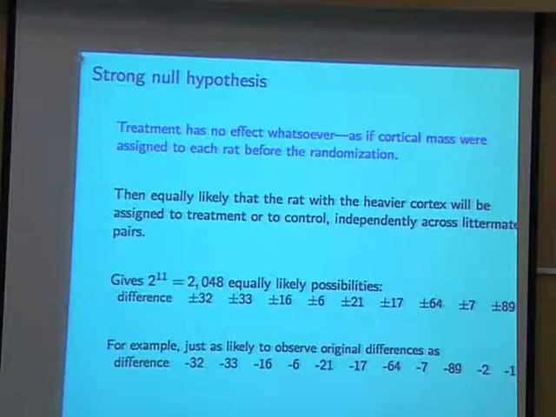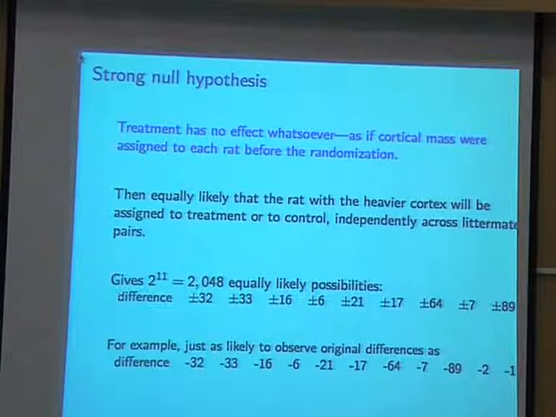So let's think about the null hypothesis in a little more detail. The strong null hypothesis is that the treatment has no effect whatsoever. It would be as if the cortical masses are assigned before you do the randomization. So these are some kind of predetermined quantity, and then after they've been predetermined, you flip this coin and you just put labels on whether they're treated or not. But that label has nothing to do with the size of the cortical mass. So then it's equally likely that the rat that has the heavier cortex would have been assigned either label.